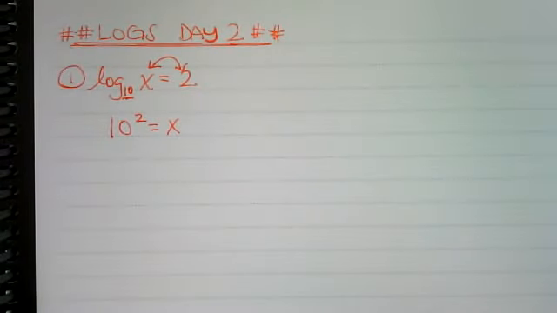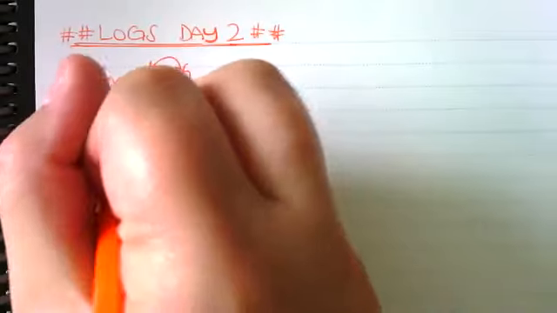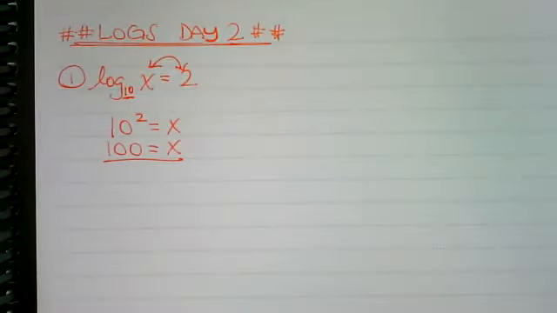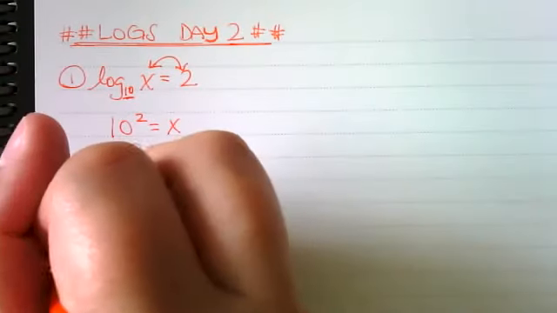So I get 10 squared equals x. And now I can just do 10 squared. 10 times 10 gives me 100. So x equals 100, and there's our answer. You can write it the other way if you want to, right? x equals 100. Either way is fine. Our answer is 100.